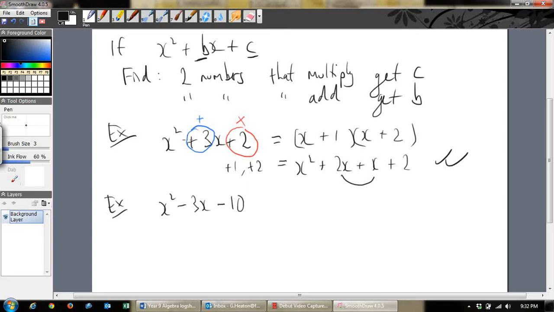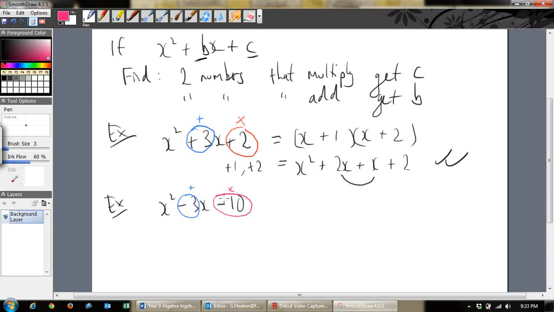Okay, so let's have a look at this. A little bit more tricky. You've got sort of negative answers. So we want two numbers that when you add them together you get negative 3, that when you multiply them together you get negative 10. So let's think about this.